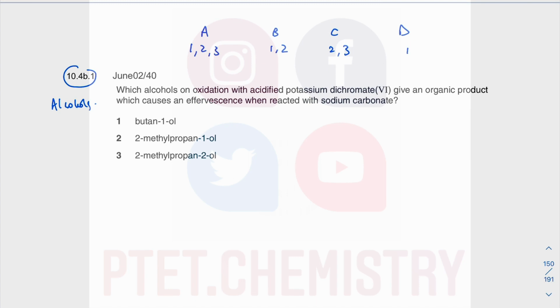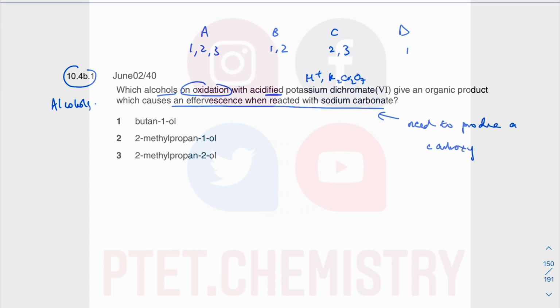These kind of questions are getting more and more popular in the other examination body as well, because they do test more than one concept in one go. So this one is asking you which alcohols, when you oxidize them with acidified potassium dichromate(VI), because you always need the acid for the dichromate(VI) to work, give an organic product which causes an effervescence when you react with sodium carbonate. So we need to produce a carboxylic acid, because a ketone or an aldehyde will not react with sodium carbonate. You need a carboxylic acid, which is acidic.